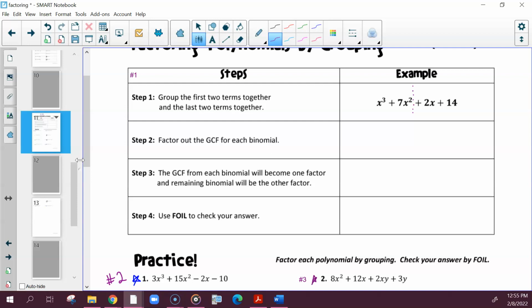Willow? 2. Because I can't take out 3 because this one doesn't have 3. So then I would be dividing both of those terms by x squared. Remember, when you divide exponents, you're really subtracting the exponents. So when we divide these, what's left? X plus 7.